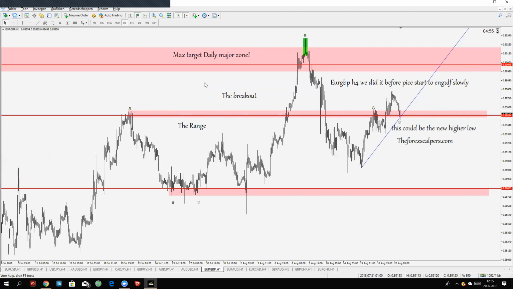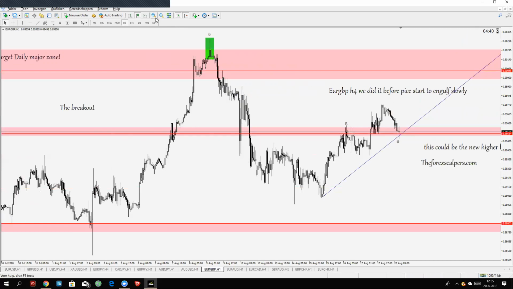If you have right here the next target, the daily zone, we had a breakout right here. This was the range. This could be a new high or low. Euro GBP, we did it before. Price started to engulf slowly. So now in this situation, I wait for a good and clean engulfing candle, okay? And then I decide, do I wait for a possible retest or do I enter directly and take the chance that I have a little drawdown?